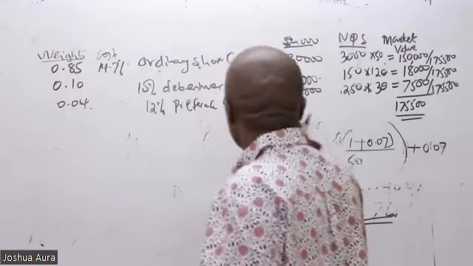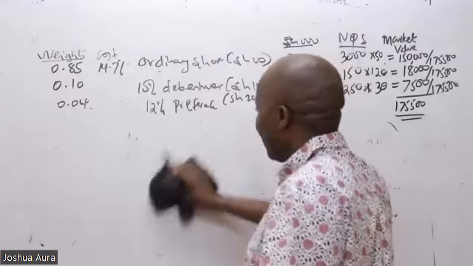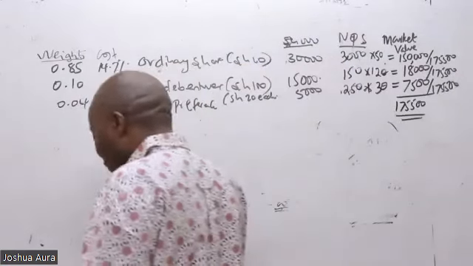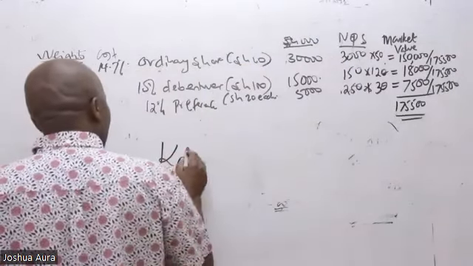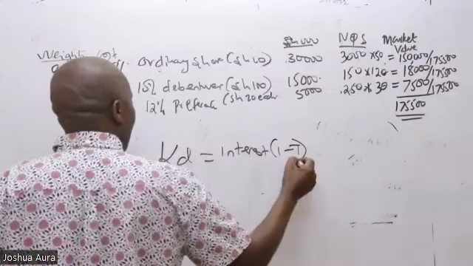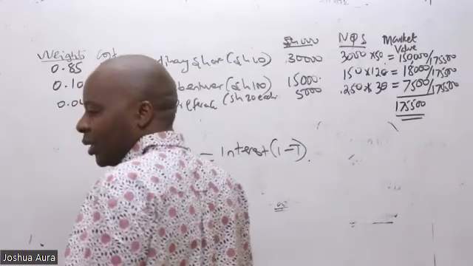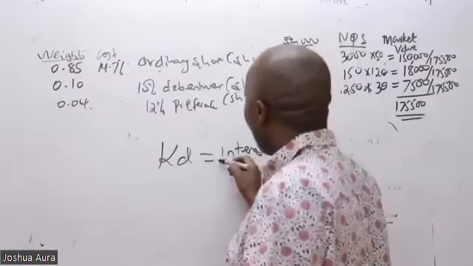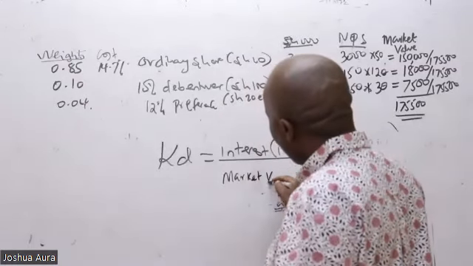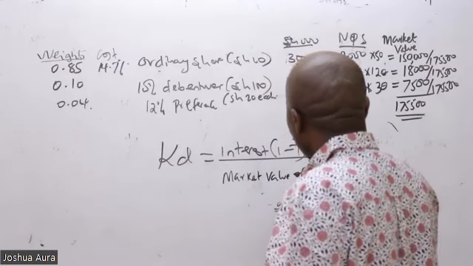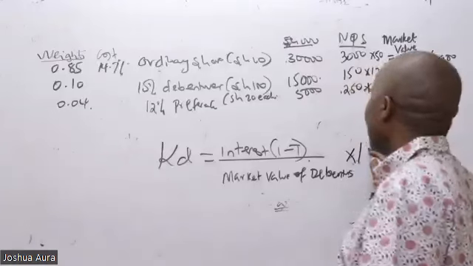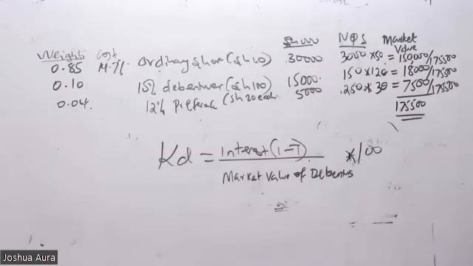For debentures, these debenture holders are interesting people, very nice people. They give us money, we give them back interest. So in getting the cost of a debenture, KD, I'll always take the interest, and this interest is tax allowed. So interest times 1 minus tax, all over the market value of the debentures, times 100.